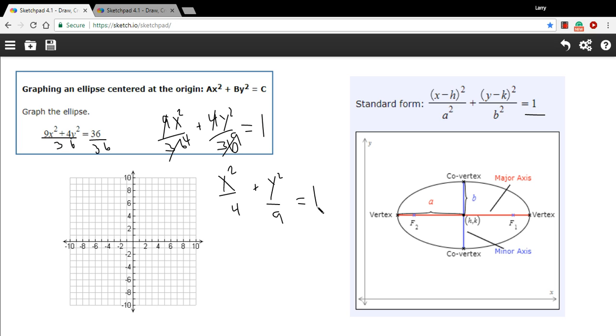And you might still say, is this really in standard form? We don't have this h and this k. And actually, we do. If there's no number here in the x squared and the y squared term, that just means that those numbers are 0. So this is an ellipse whose center is at the origin. So we can put that in right there. I mean, you could just as easily write this as x minus 0 squared and y minus 0 squared. That's the same thing as x squared and y squared.